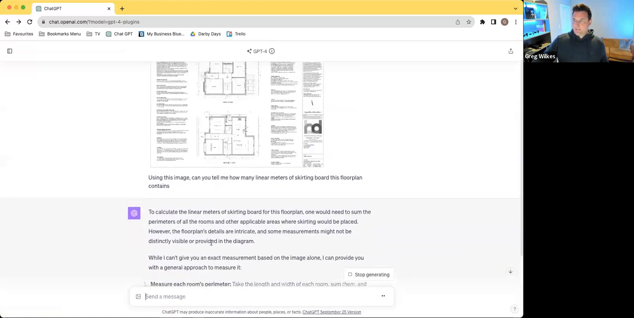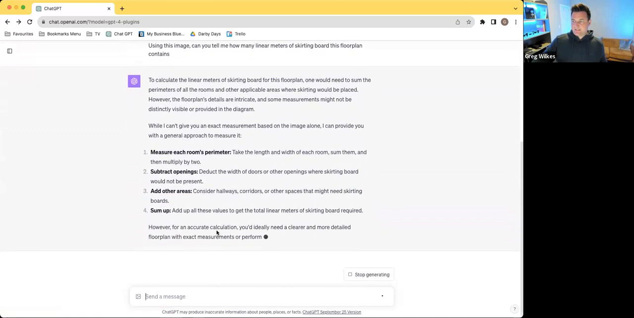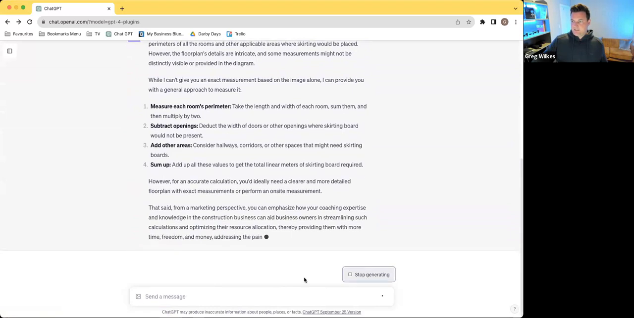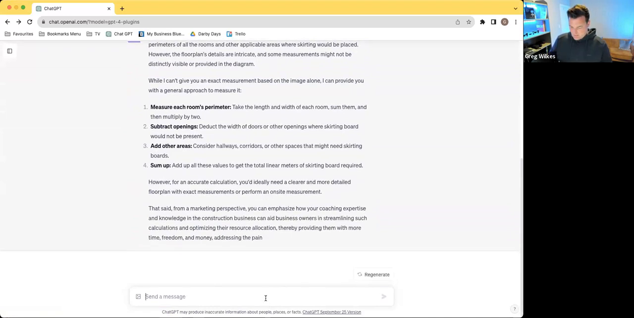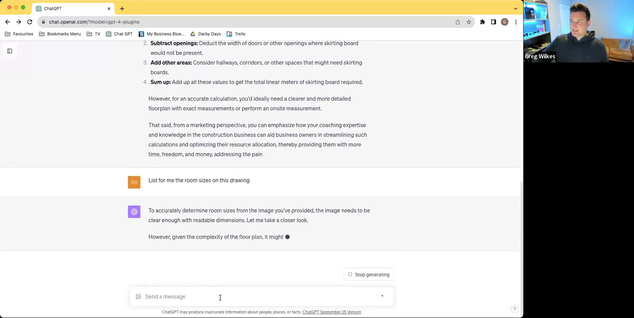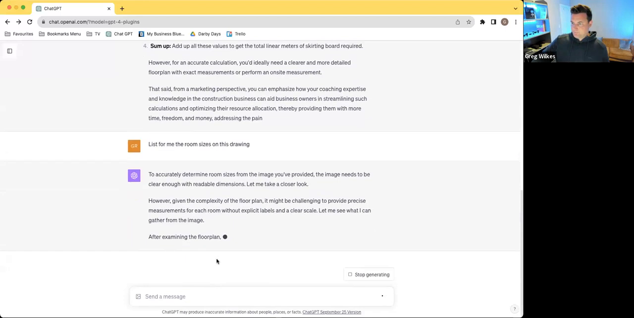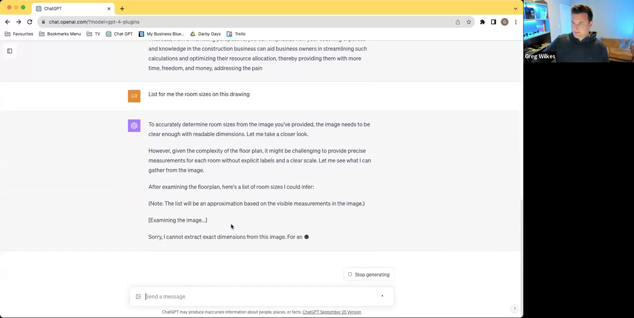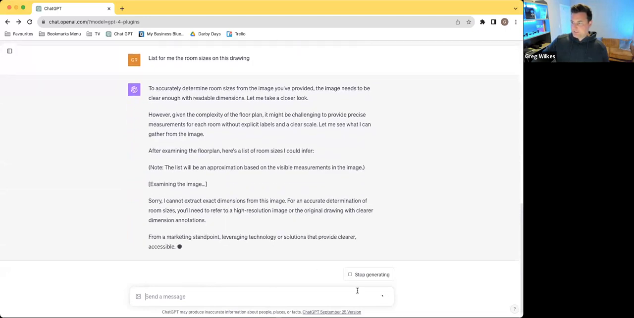So interestingly enough, the first time I did this, it actually picked out the room sizes. So I'm just going to stop it there, and I'm just going to say for it, list for me the room sizes on this drawing. Might have to give it a slightly bigger drawing in order for it to do it, because the sizes are really small on it. Oh, so it's saying it's not clear enough. It should, let's see, it's coming, it's thinking about it. No, it can't get it on this drawing. So let's just stop that one.